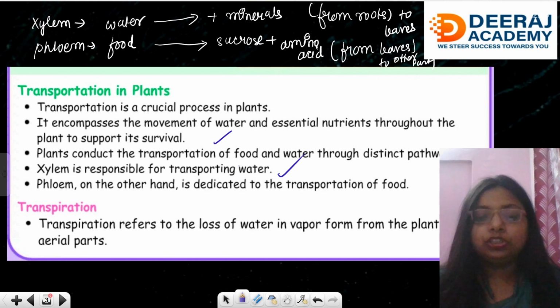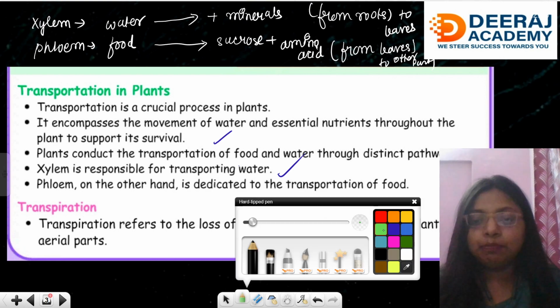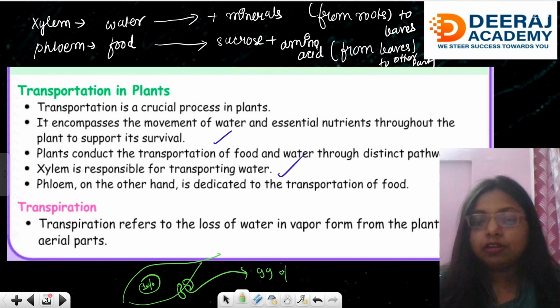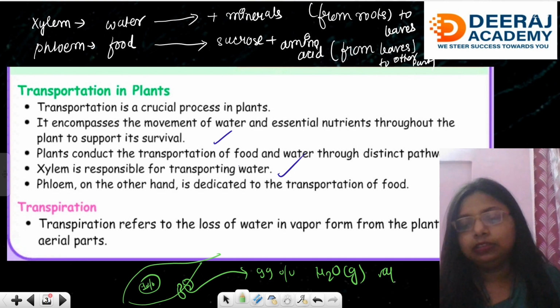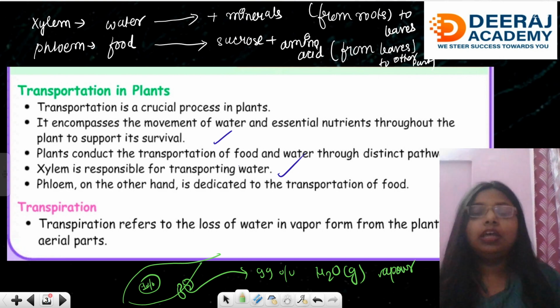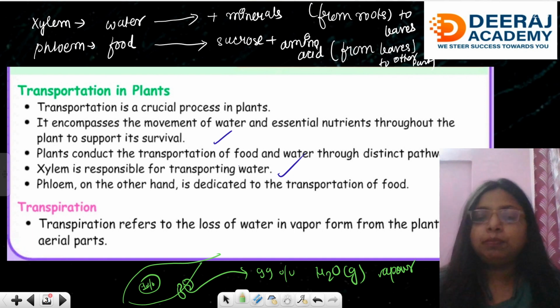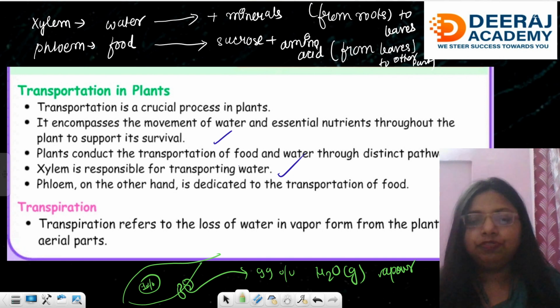What is transpiration? See, transpiration is very simple. Only 1% of the water will be used in photosynthesis. The remaining 99% of the water will be lost in the form of vapor. So the loss of water, or the evaporation of water in the form of vapor, from the aerial parts of the plant through the stomata is called transpiration. Is it clear? Okay, very good. Then we will move forward.